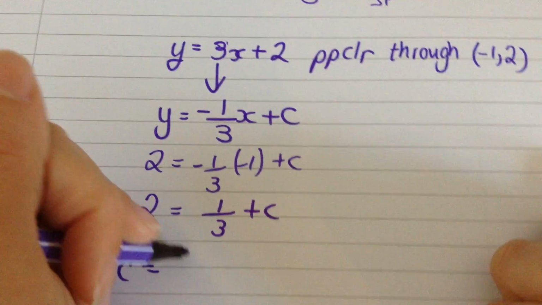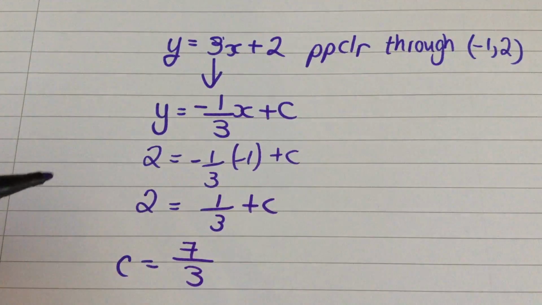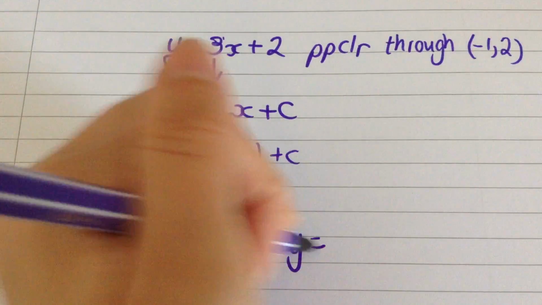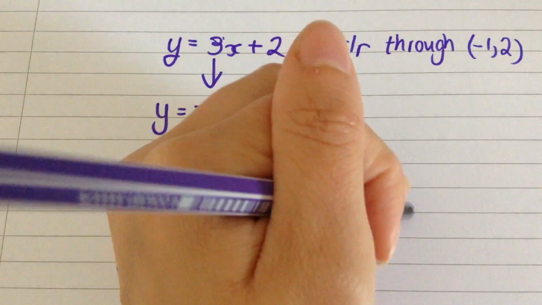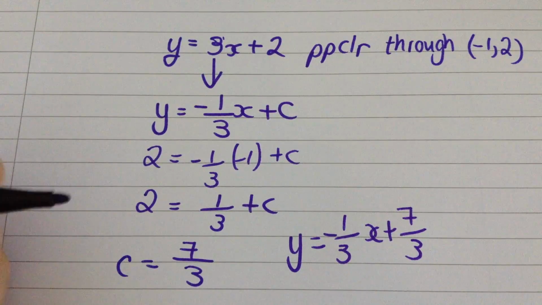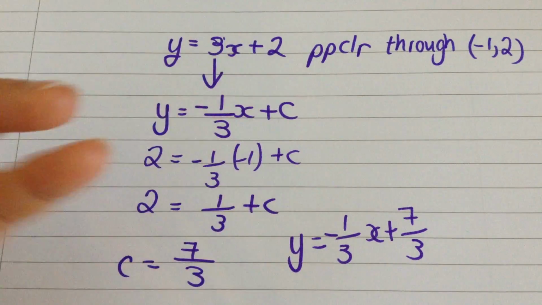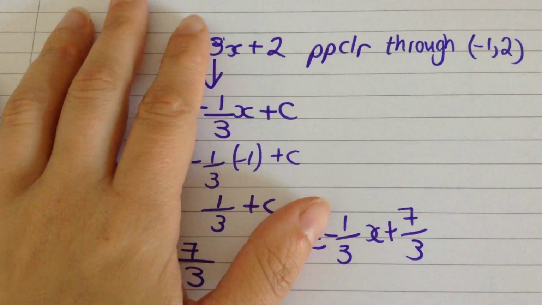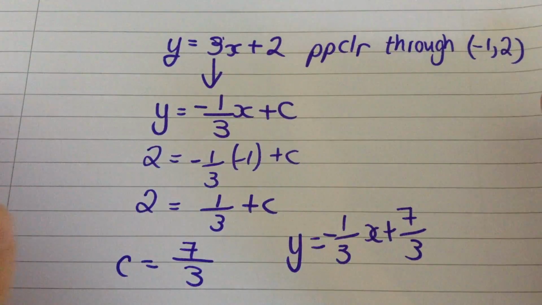So c is 2 1/3 or 7/3, just to make it easier. So y equals -1/3 x plus 7/3. And you can always leave your answer in that form, unless it says to give your answer in some stupid form like ax plus by equals c. Generally you can leave it as that, and leave it as fractions because there's no reason to convert them to decimals.